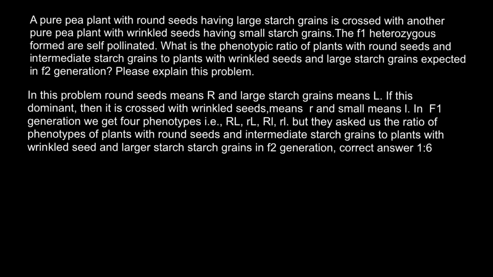So here is the comment: in this problem, round seeds mean capital R, and large starch grains mean capital L, so these traits are dominant. If this is dominant, then it is crossed with wrinkled seeds, meaning small r, and small starch grains, meaning small l. In the F1 generation we get 4 phenotypes, and here is a list of the 4 phenotypes: capital R and capital L, small r and capital L, capital R and small l, and small r, small l. But they ask us the ratio of the phenotypes of plants with round seeds and intermediate starch grains to plants with wrinkled seeds and large starch grains in the F2 generation. The correct answer is 1 to 6.